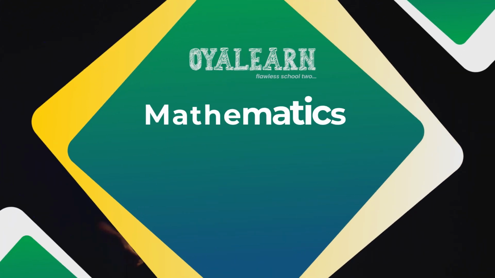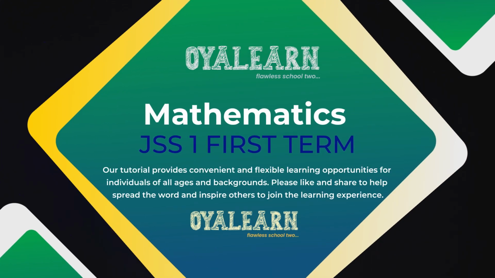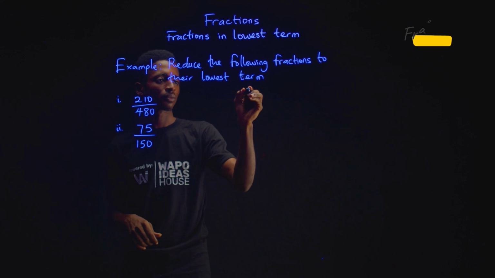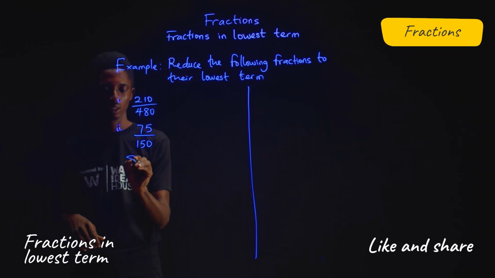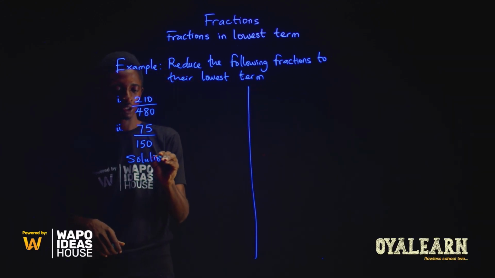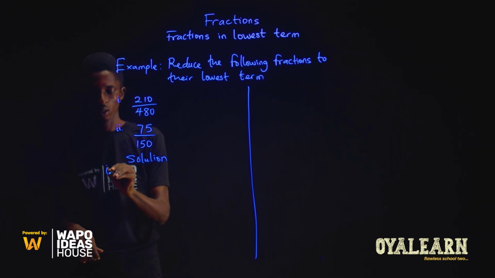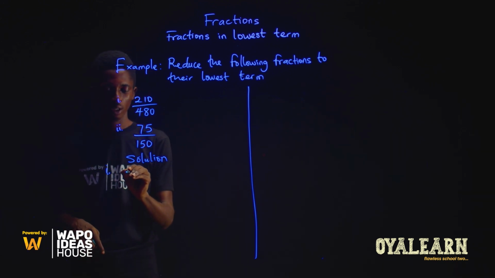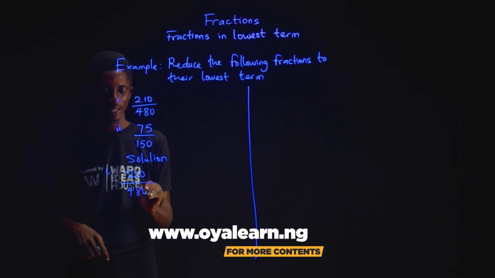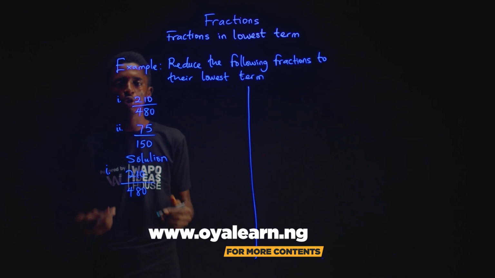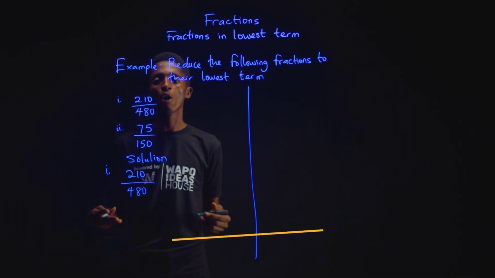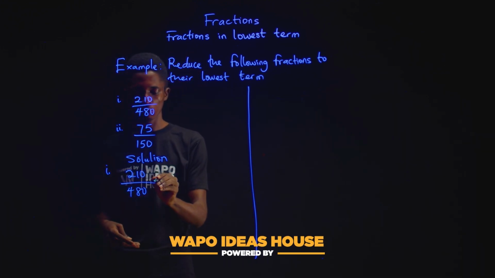Let us reduce the following fractions to their lowest term. Solution. 1. We have 210 over 480. Bringing it to its lowest term, we will divide by a common factor, which is 2.